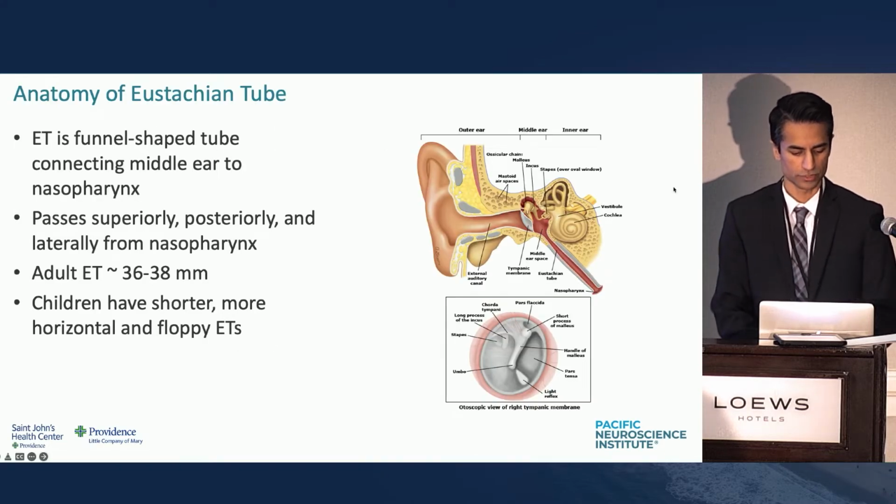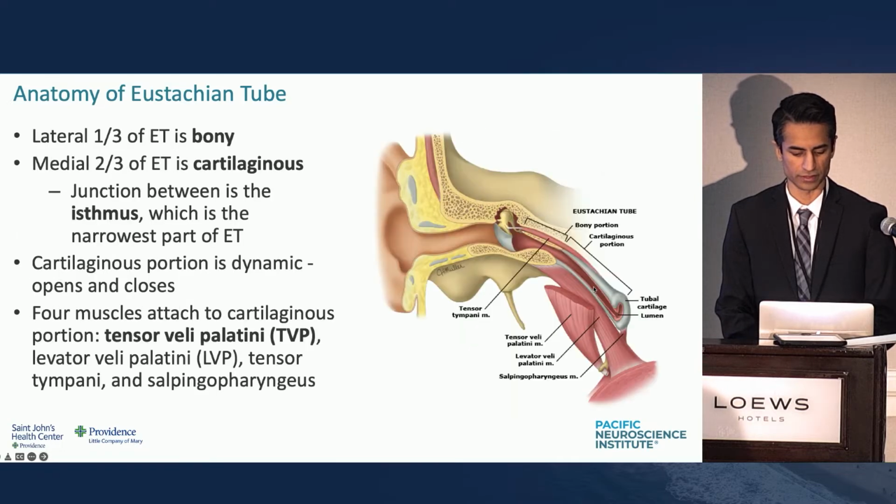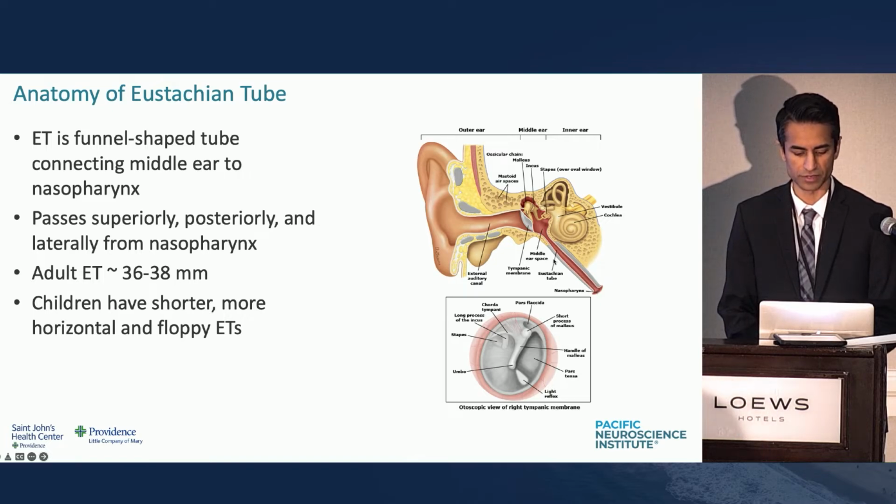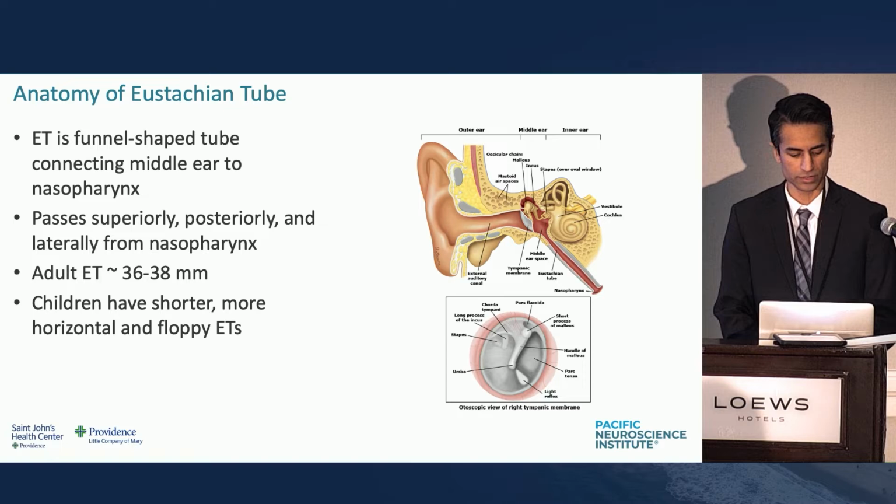So the eustachian tube is a funnel-shaped tube connecting the middle ear to the nasopharynx. So this is the eustachian tube here. It passes superiorly, posteriorly, and laterally from the nasopharynx up into the middle ear. The adult eustachian tube is 36 to 38 millimeters. Children tend to have a shorter and more horizontal eustachian tube, so it'll go in this direction. And they're more floppy. Because it's horizontal and shorter, that's why children tend to have more backup of fluid, more infections, and more pressure.